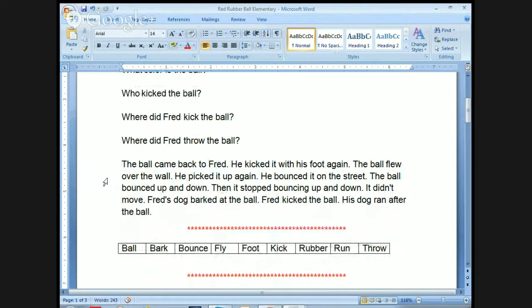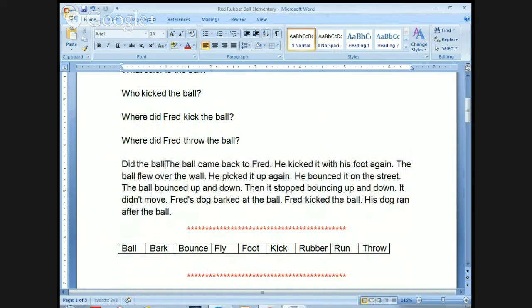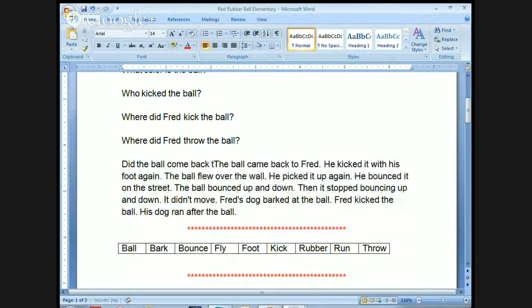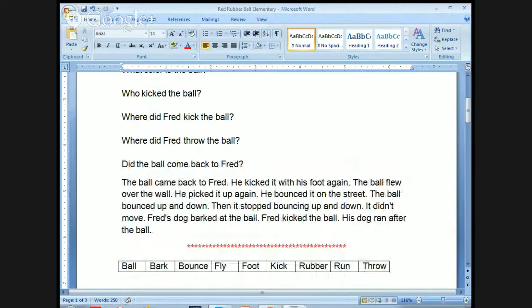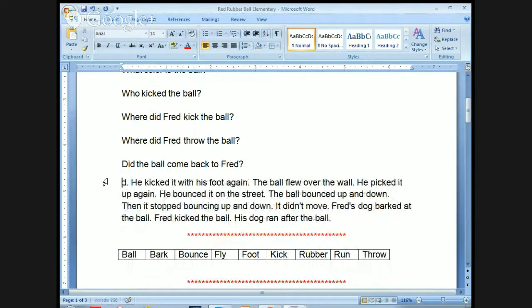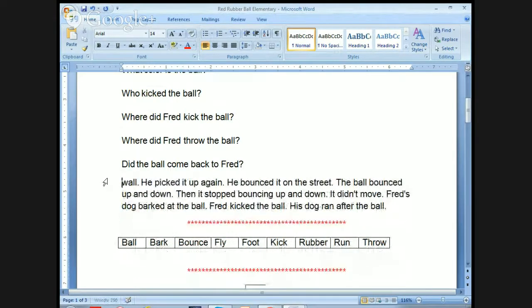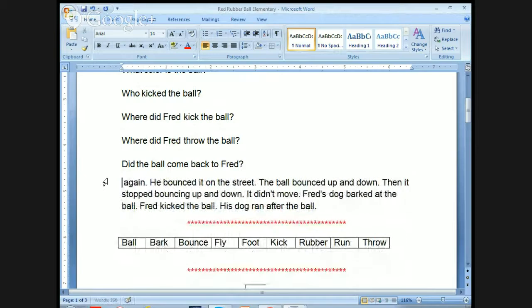Did the ball come back to Fred? Yes, the ball came back to Fred. Did Fred bounce the ball down the street?